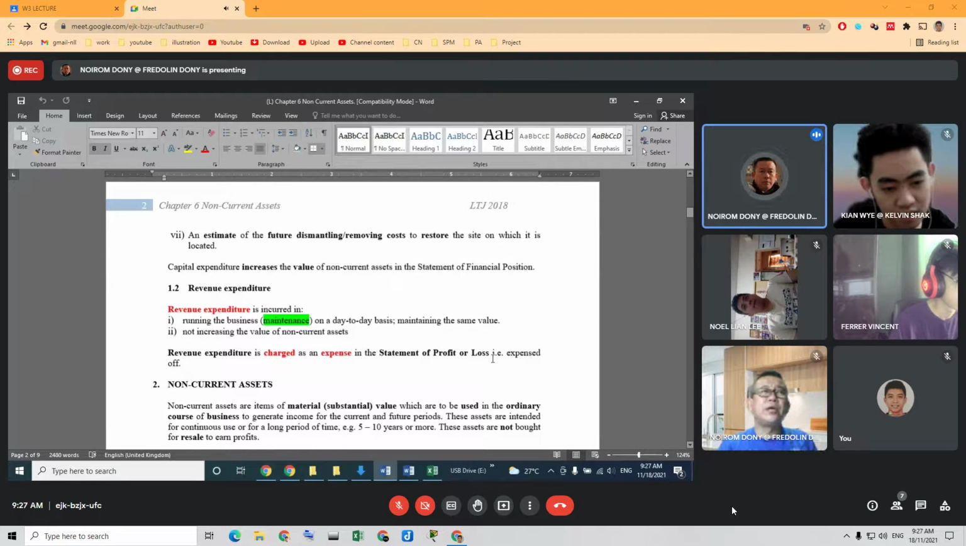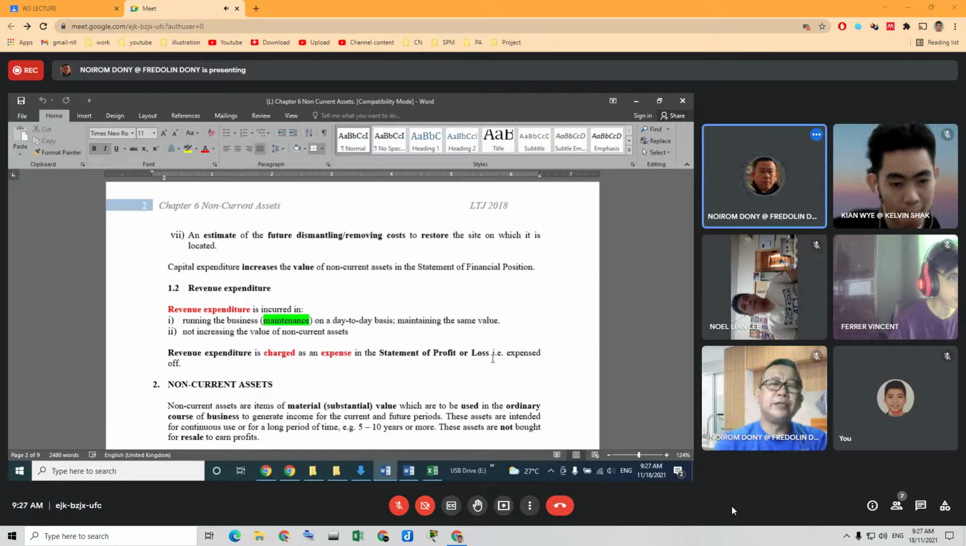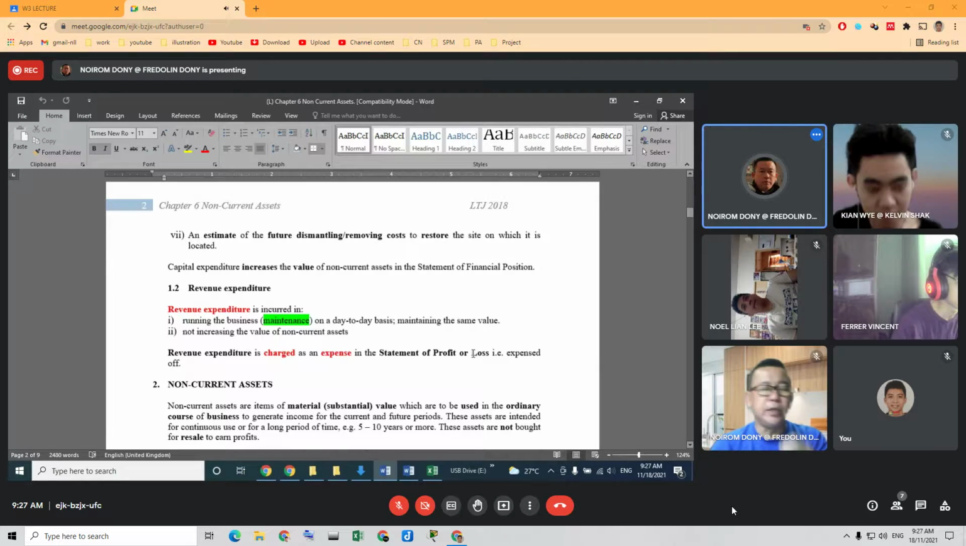Okay, so can you see the accounting treatment difference here? If it's capital expenditure, you record it as an asset in the statement of financial position. But for revenue expenditure, you expense it, close off that account and put it into the statement of profit or loss. Different, isn't it? One is SOFP and the other one is SPL.